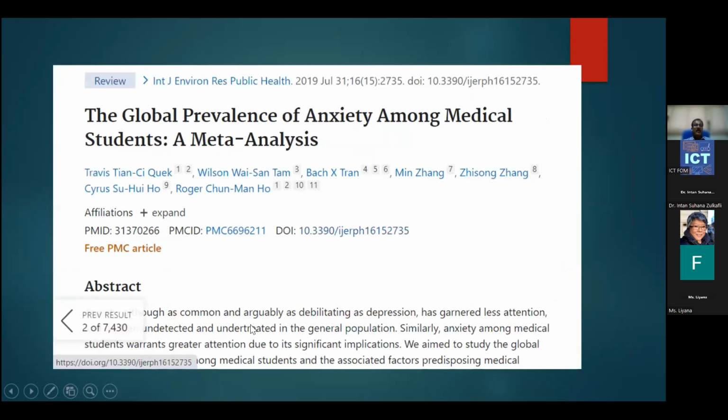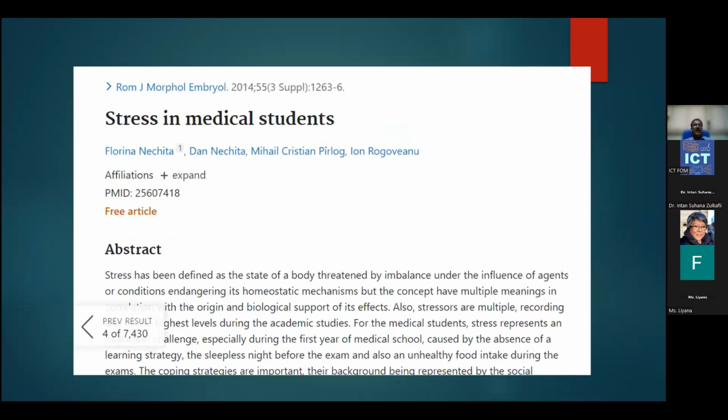And this has been reported as well. The global prevalence of anxiety among medical students came out a few years ago as well. And again, stress in medical students. So all of this has been reported. So our students are going through a lot of stress.